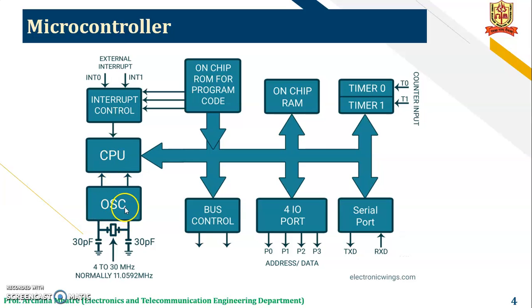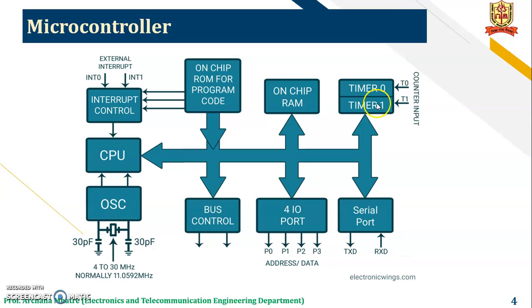Then this is the oscillator. The crystal oscillator is used in the 8051 microcontroller. When the frequency is given to this oscillator, then the microcontroller will start its function. Then this is the ROM memory and RAM memory of the microcontroller, that is internal on-chip ROM memory and on-chip RAM memory. The ROM memory is also called program memory, and RAM memory is also called data memory.